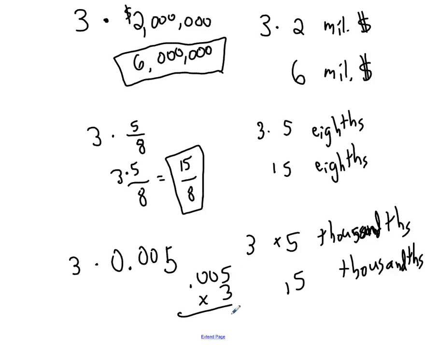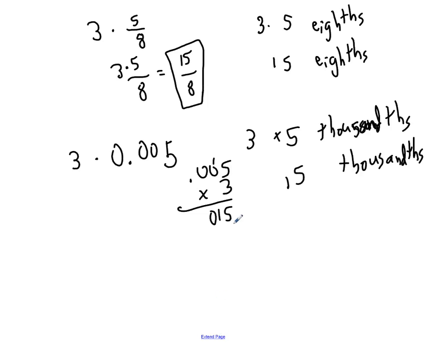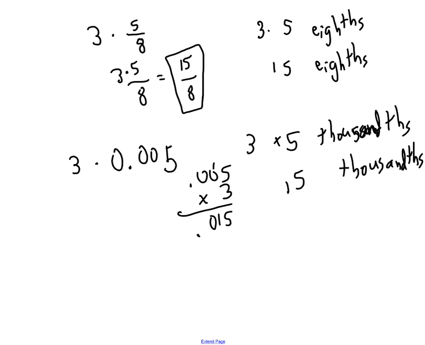3 times 5 is 15. 3 times 0 is 0 plus 1 is 1. 3 times 0 is 0. And I see my 15 here, but what place is that? Well, the decimal's over here. I could just bring it down. Well, is that right? We have to understand fractions and place value if we can understand where to put the decimal place here.